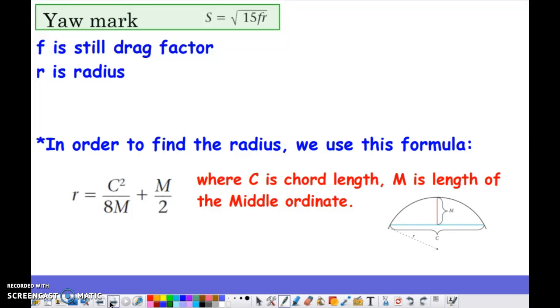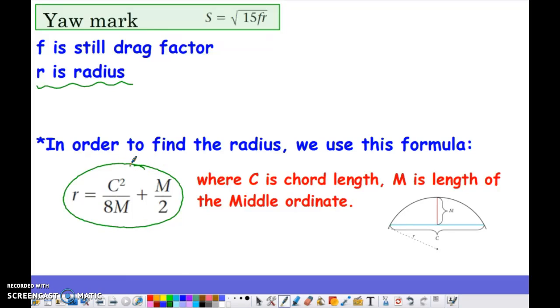S is still the speed of my car when it goes into that skid, and is equal to the square root of 15 times F times R. F is still that drag factor, the exact same thing. Here, though, R is my radius. A lot of times in these problems, they're not going to give us the radius. They're going to make us find it. In order to find the radius, we have to use this formula here.